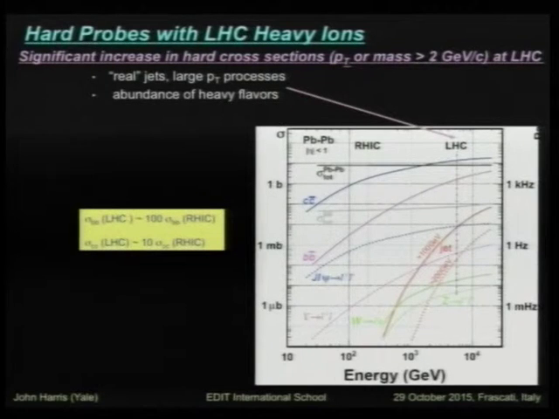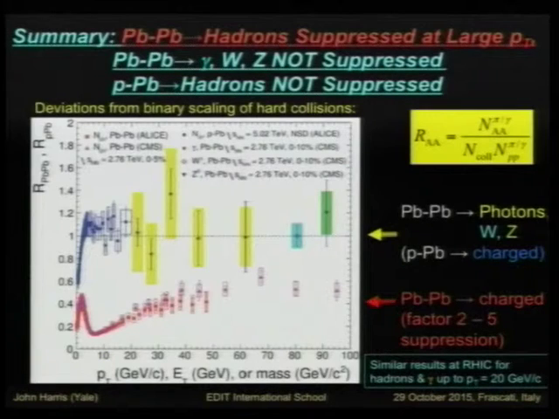Also, BB bar production increases by a factor of 100 from RHIC to LHC, and CC bar by a factor of 10. So there is an abundance of heavy flavors and large transverse momentum processes at LHC, and this allowed some of the measurements that I'm going to show you.